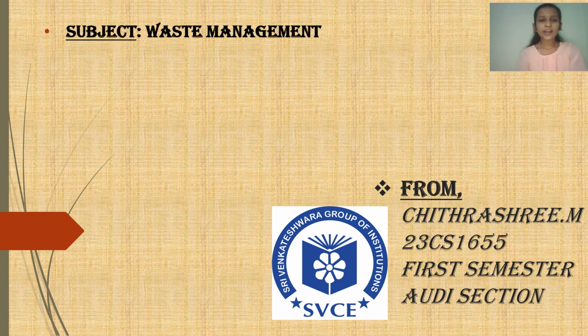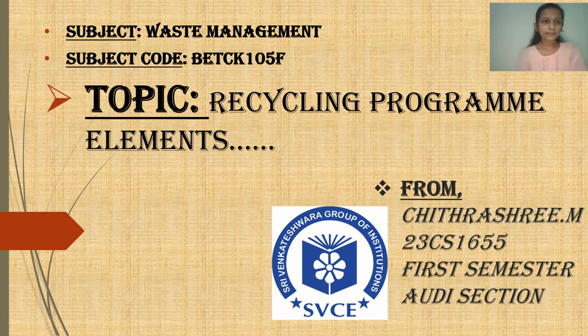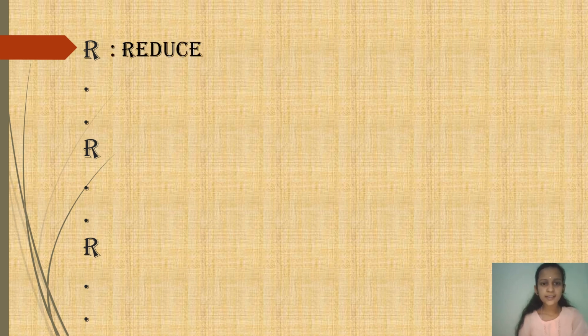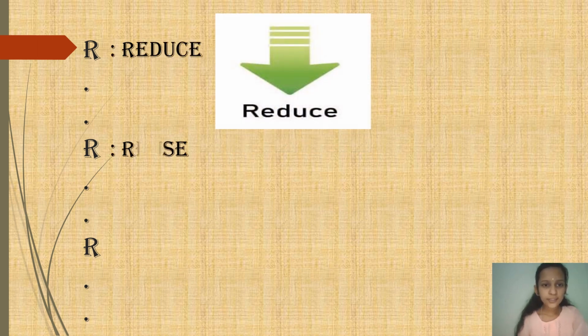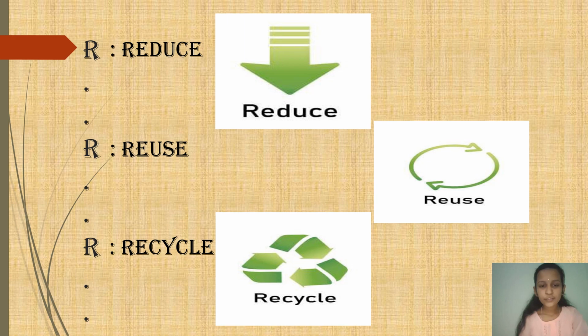In this video, we are discussing the subject waste management, related to the topic recycling program element. It is important to know about mainly three words which start with the letter R. The first word here is reduce. The second is reuse. And the final word is recycle. These are the three words which play a major role in the field of waste management.